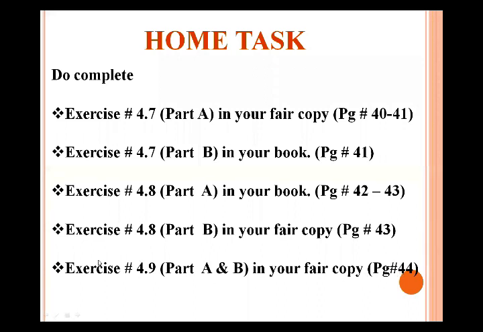Follow all the steps for solving the solution in your fair copy.